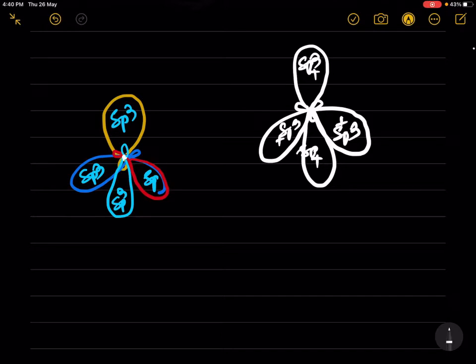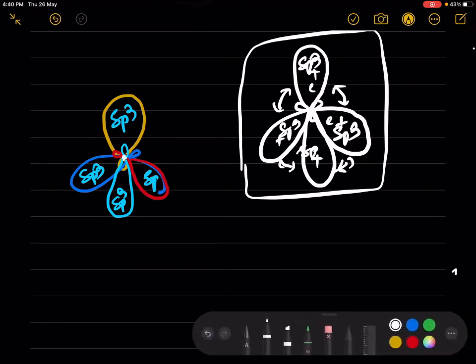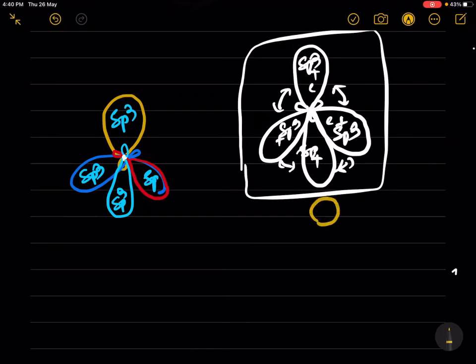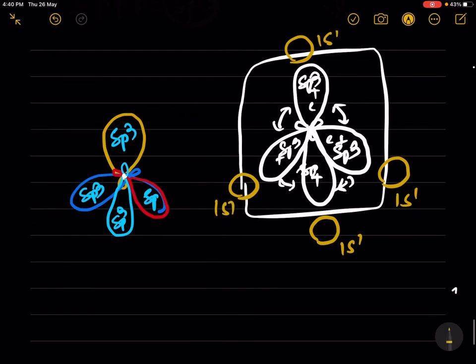Why? Because electrons present in the hybrid orbitals repel each other. So they stay away from each other to have minimum repulsion and maximum stability. But these 4 hybrid orbitals form 4 bonds with 4 hydrogen atoms. These are 1s1, 1s1, 1s1, 1s1, and the bonds are sigma bonds.